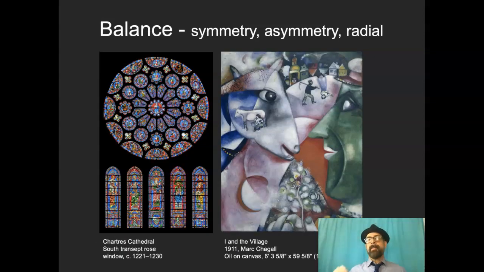Balance. This refers to the way that the elements of art are arranged to create a feeling of stability in the work. We can see symmetrical balance, asymmetrical, radial balance. Symmetry, it's the same on both sides of that center point. Asymmetrical, it's not the same on either side of that center point. And then radial kind of radiates out. And like here are two examples of radial balance where we've got these elements that do come out from a central point.